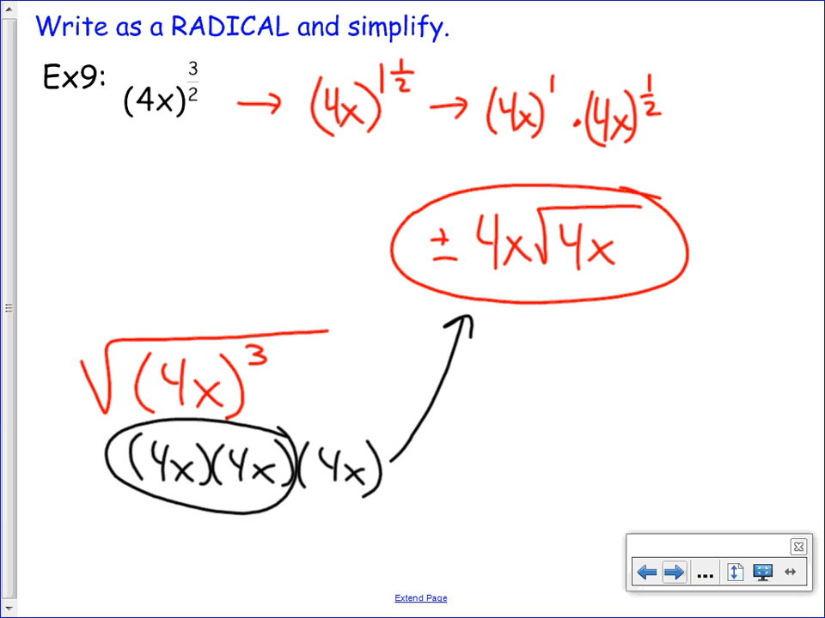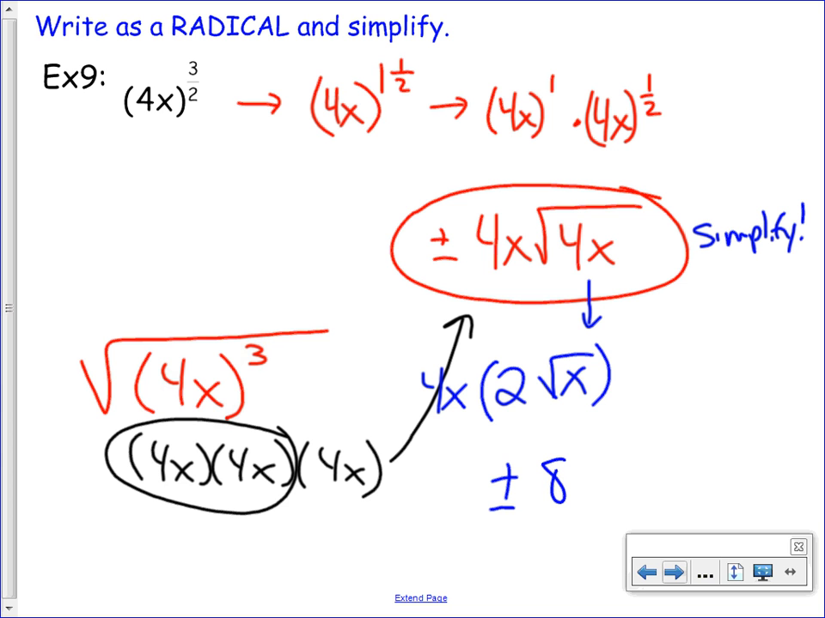Alright, here we go. The square root of 4 is 2, so you can think of this as 2 root x. And then you just multiply that to the 4x part. So the final answer is 8x root x.